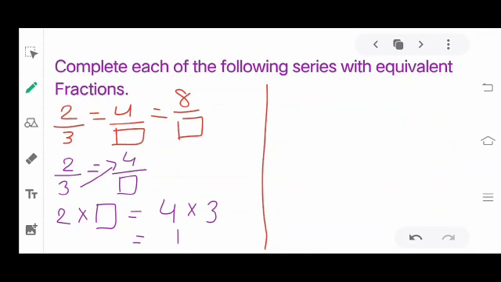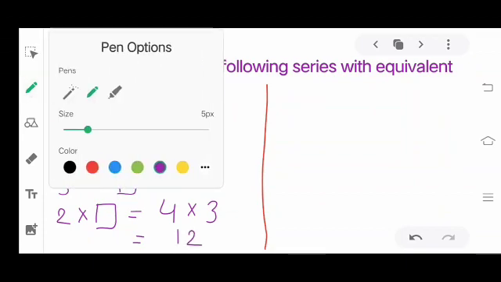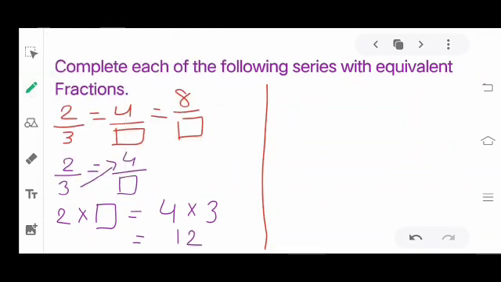4 3s are 12. So if 4 3s are 12, which number am I going to multiply with 2 so that I get the answer 12? So that number is 6. 6 2s are 12. So you can see my remaining number is 6. I hope you understood what we do here: yes, cross multiplication.